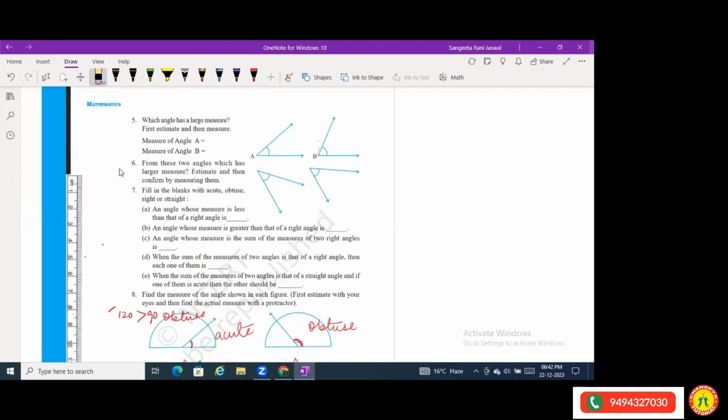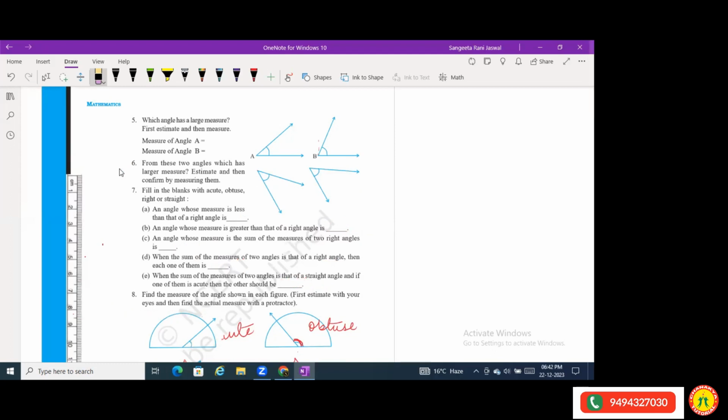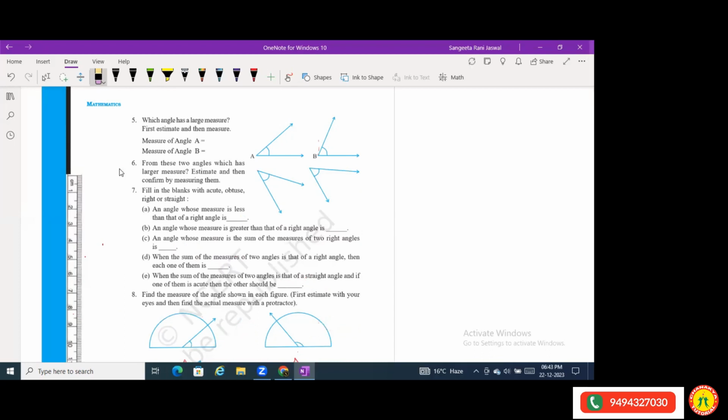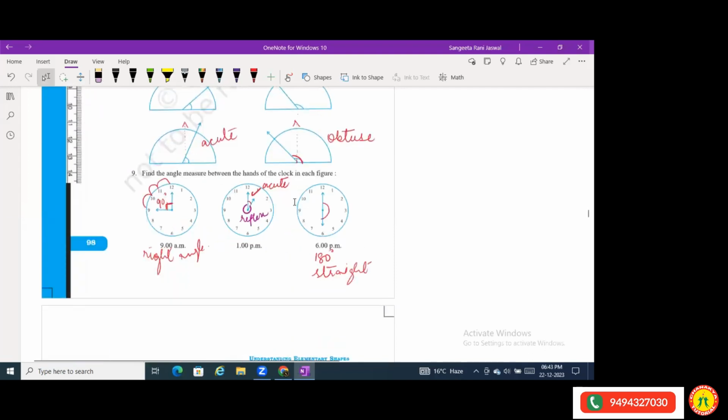Yes, Adrit? Yes, ma'am. Which angle is greater in question number one, A or B? Ma'am, I think B. Okay, you think B. And for your exact measurement, what will you do? You will find out with your protractor. So quickly make these angles in your notebook. As you can see, both the angles are acute. One is less and one is greater. So make these angles in your notebook.